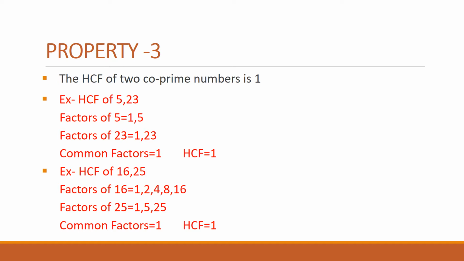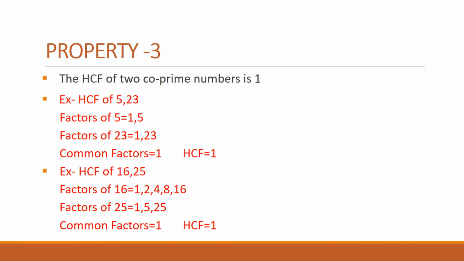So the factors of 5, you can see, are 1 and 5. Factors of 23 are 1 and 23. Both are prime numbers, so they have only the number and 1 as their factors. So the common factor is 1. So HCF is also 1.